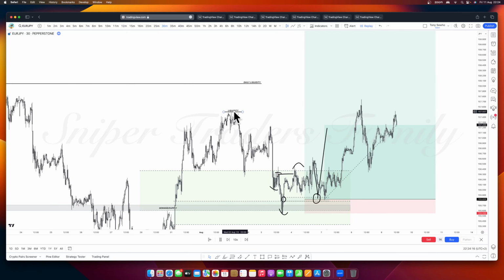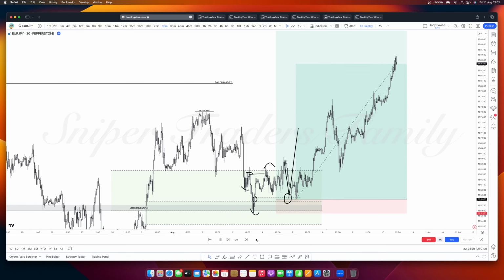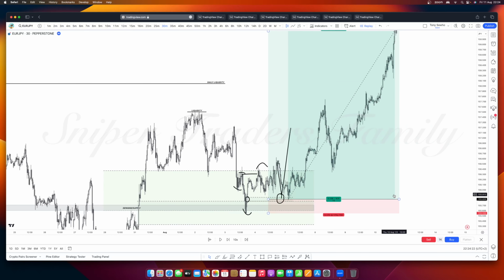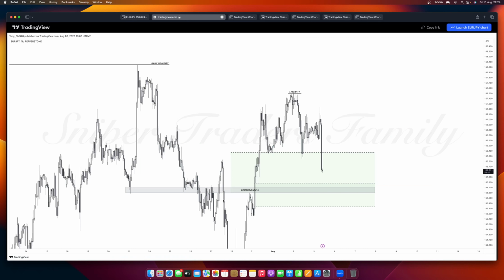Price has taken out this liquidity. We have this one left, this one up here. And boom, there we go. Price is taking out the liquidity to the upside. So you see, this is how to trade using the demand and supply. So this is me, this is how I use it. I make sure I'm using it in accordance with my smart money checklist. So that's for Euro JPY.